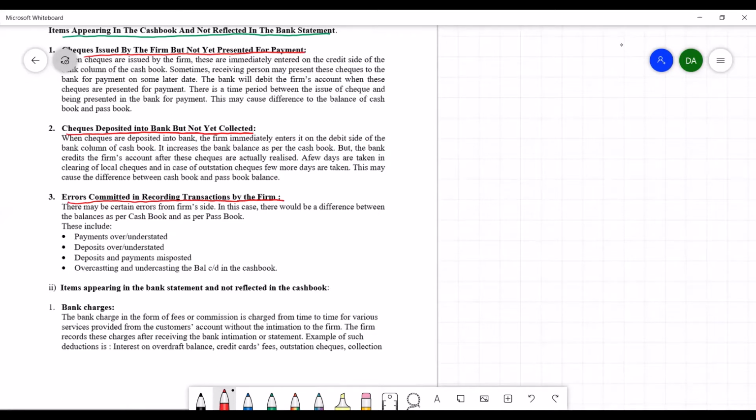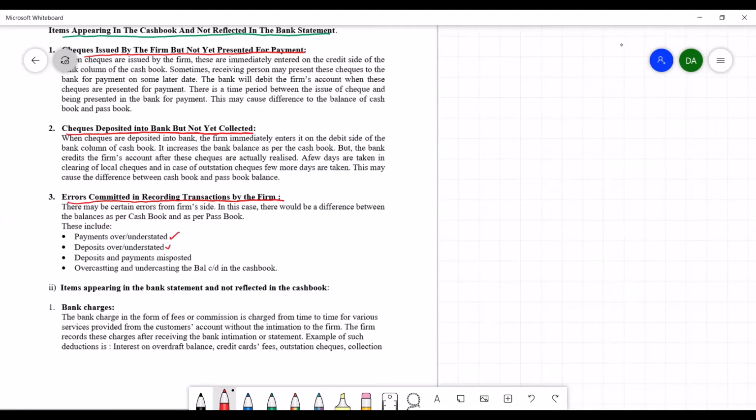Next is errors committed by the firm in recording the transactions. This occurs where maybe the firm has overstated a payment or a receipt, or understated a payment or a receipt, or a deposit which is being deposited into the bank, they overstate or understate in the cash book by mistake. Deposits and payments misposted: instead of posting, let's say, on the credit side, they are posted on the debit side, and that may also be a problem.